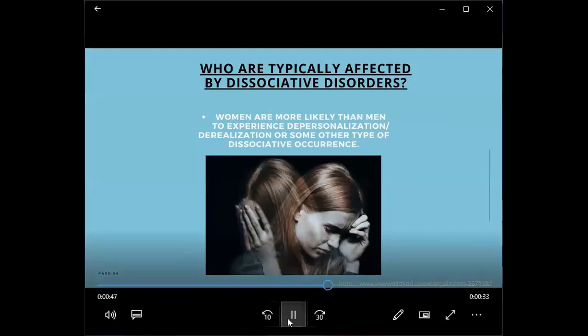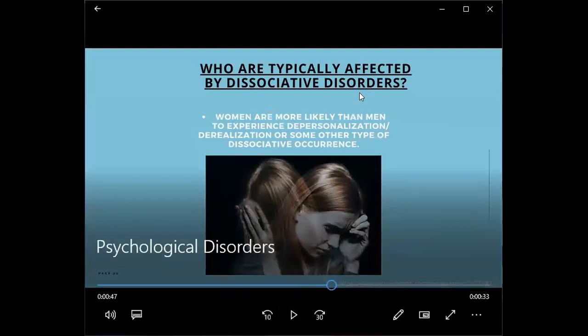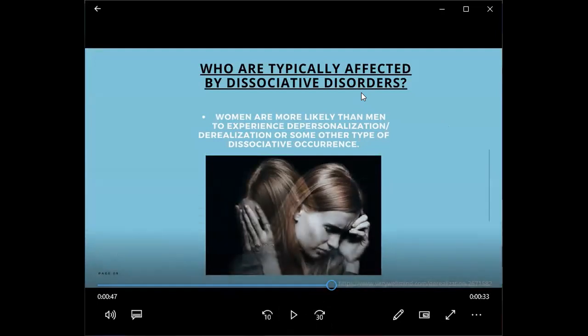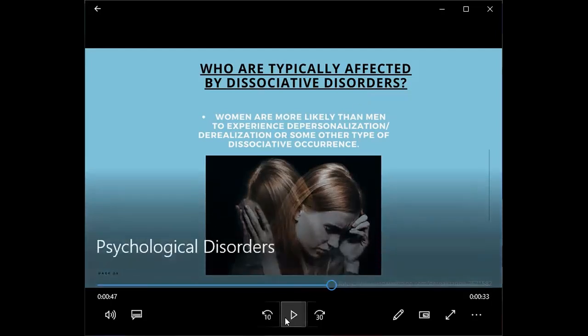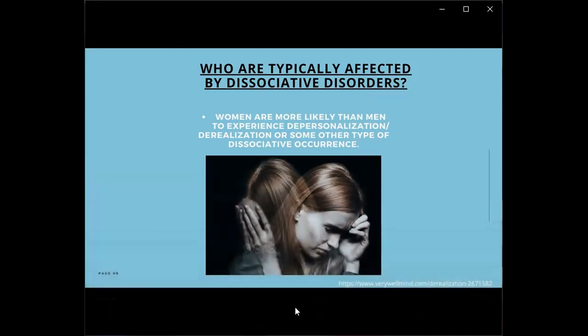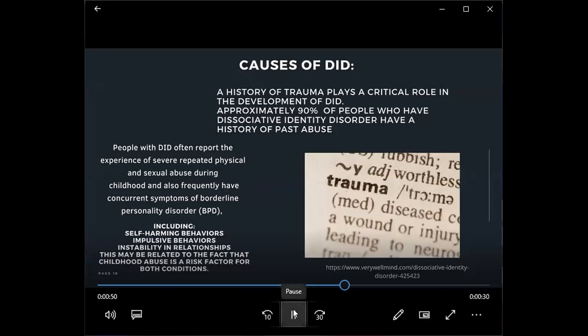All right, so who's typically affected by these disorders? It's mostly women who are more likely to experience it because we deal with more things. Not saying men don't deal with stuff, but we're more in tune with our emotions and just psychologically, it's what happens. Not saying men can't have it, they can.